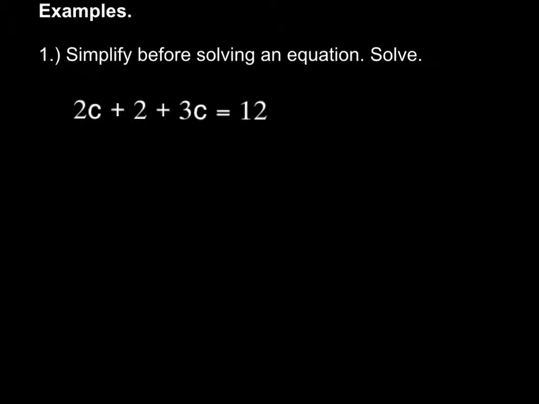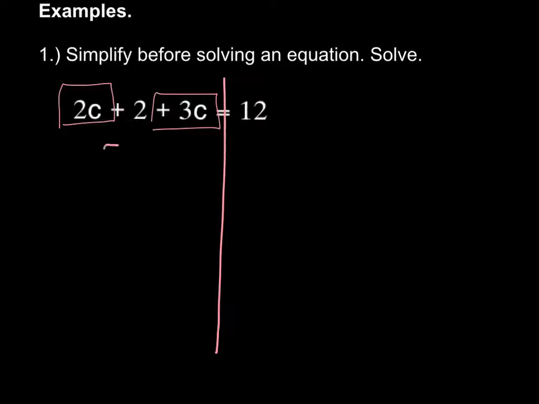I hope when you look at this, you'll say to yourself, well, I have like terms that are not combined. I have 2C and 3C. Now you have to make sure anytime you're planning to solve, your like terms are together. So the first thing that I need to do is combine like terms. 2 plus 3 is going to be 5C. And then I'm going to bring down my 2 equals 12.